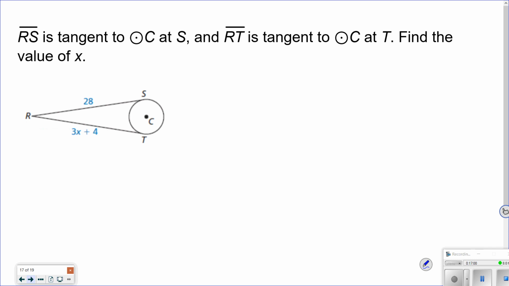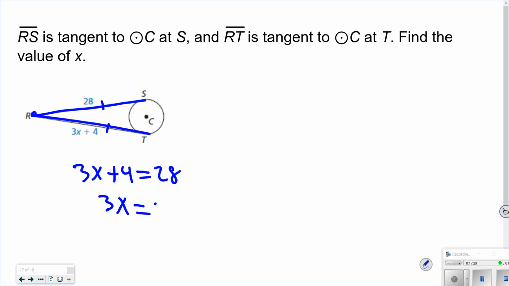Okay, here's a different one. This is really simple. It says RS is tangent to C, so it tells us RS is a tangent line. RT is tangent to C, so RT is a tangent line. So this is that second theorem. The second theorem said if you have two tangent lines from the same point to the same circle, they're always congruent. Those have to be equal. So all I have to do is go 3x plus 4 equals 28. I solved that, I got my answer. So 3x equals 24, x is equal to 8. Okay, got my solution.